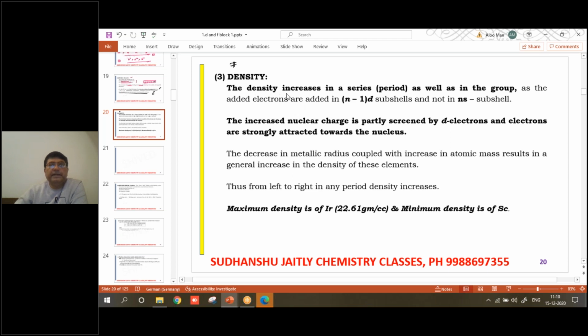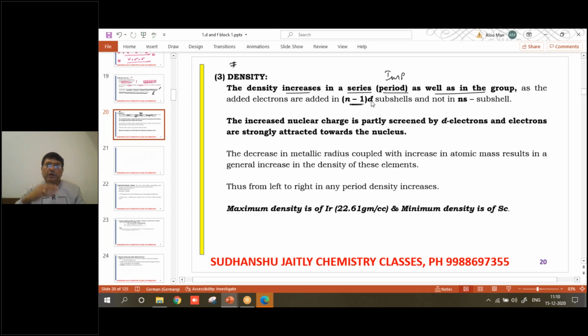The density increases in a period as well as in the group. You must have just an idea for that. As the added electrons are added in the second last section, not in the S. You understand? Your house has one room on the inner side, which is a core room. The last room is towards the road or towards the neighbor's house.